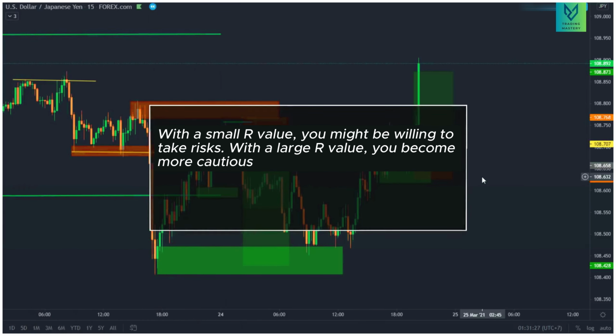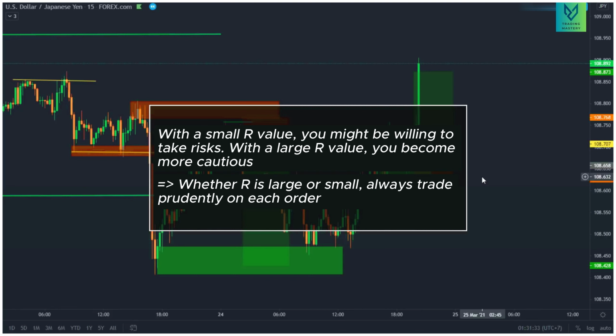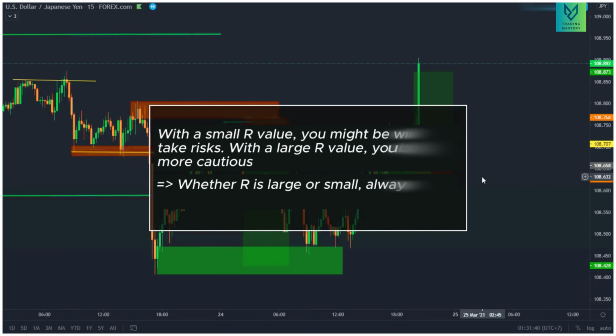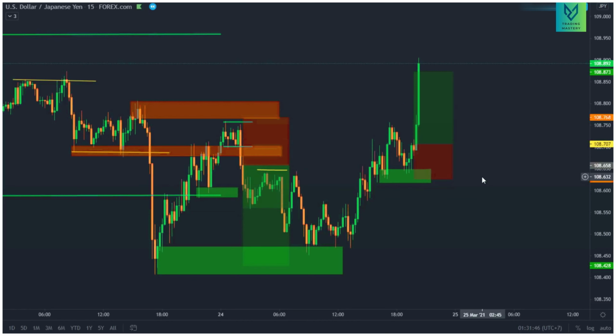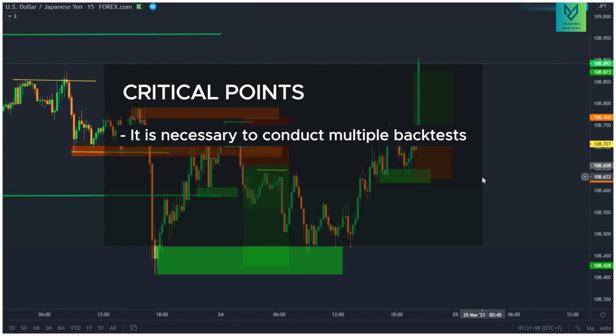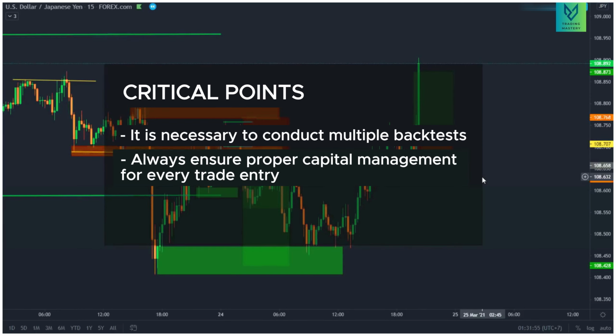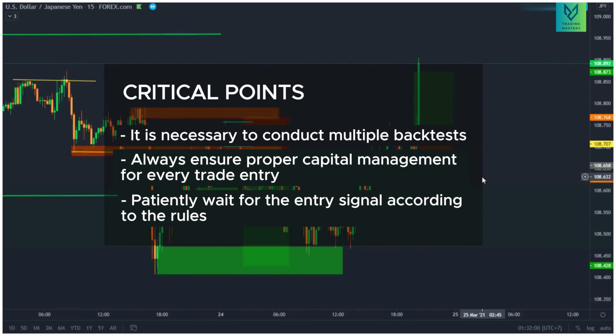When your account value becomes significant, you will understand this. With a smaller value, you might be more willing to take risks. But when your value is large, your psychology will be different, and certainly, you will have to be more cautious. And finally, the key point is to backtest for successful trading execution. The second aspect is always managing the capital for each entry. The third is the need for patient adherence to proper rules before entering.